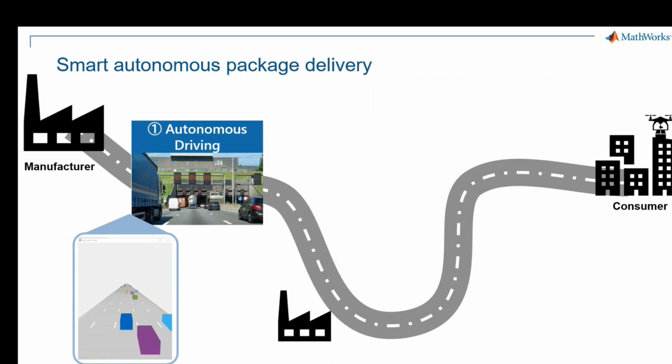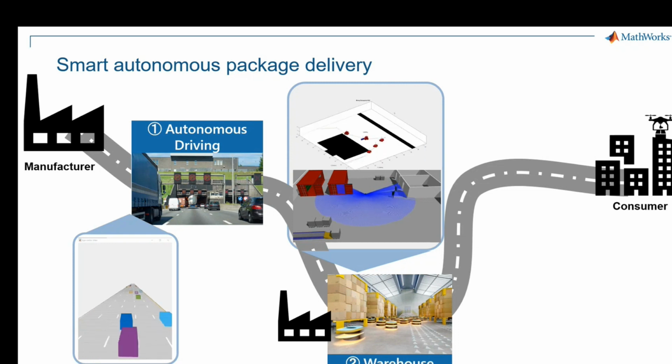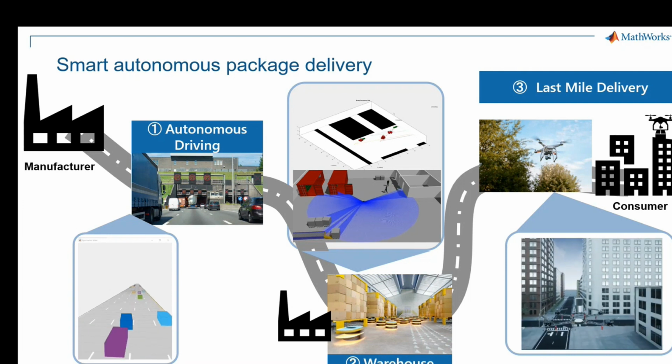Once these products arrive to the warehouse, some robots could be used, autonomous robots, to bring the products to their storage and just keep where they are supposed to be until the customer is going to buy the product. And we have the last phase that we call the last mile delivery that could be done, for example, by drones.